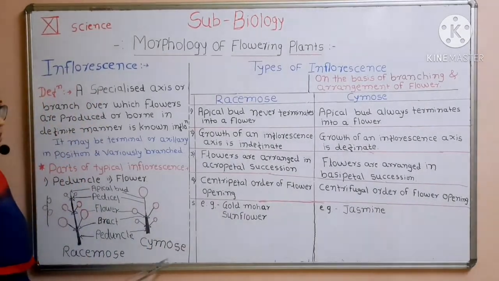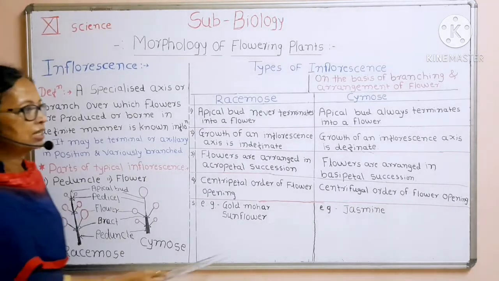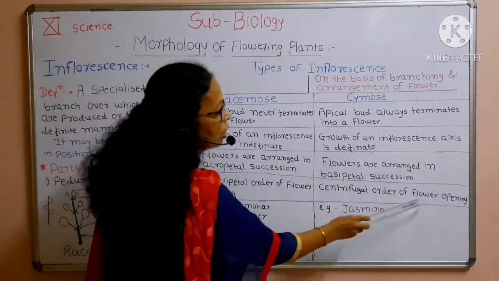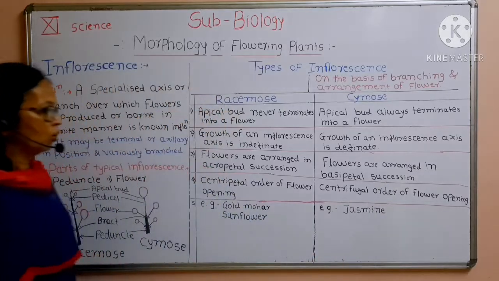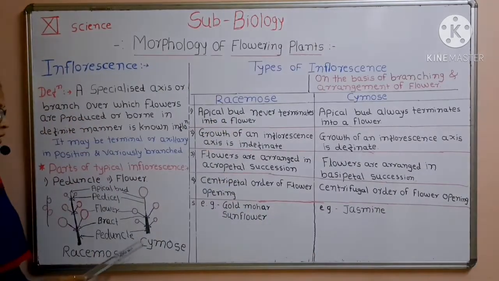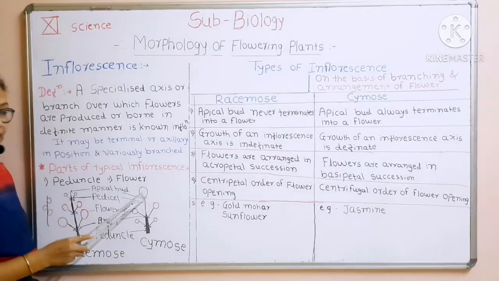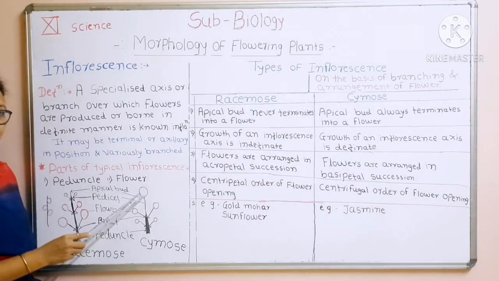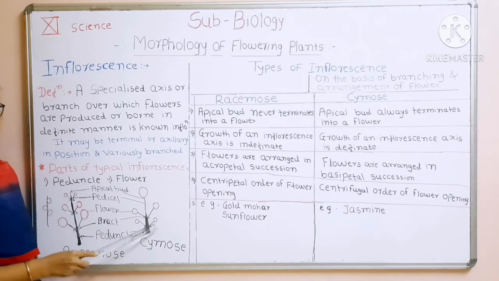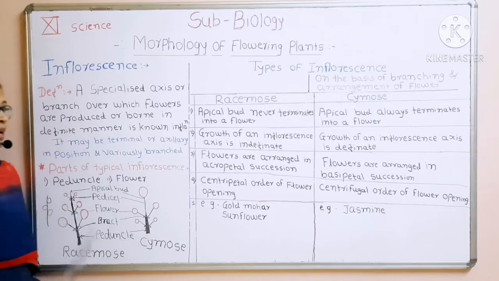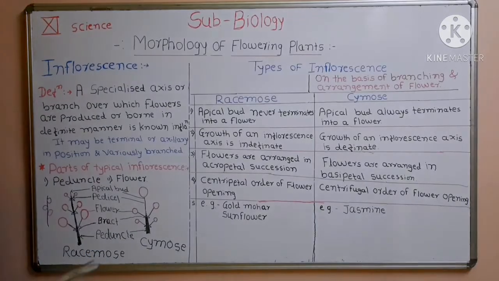And in cymose, it is centrifugal order of flower opening. What is the meaning of the centrifugal pattern of opening? The older flowers present at the apex open first, then the flowers present towards the base. Okay, this is called centrifugal opening.